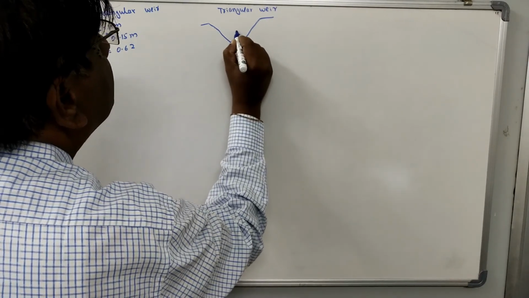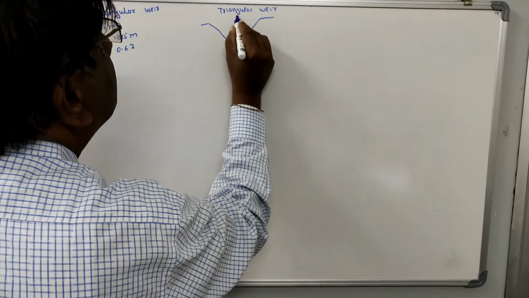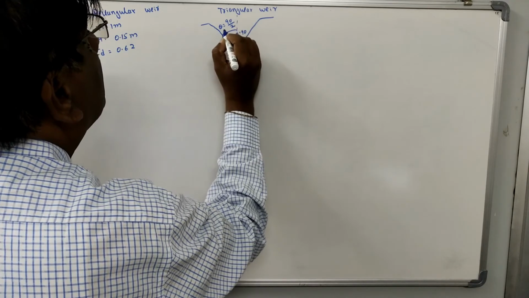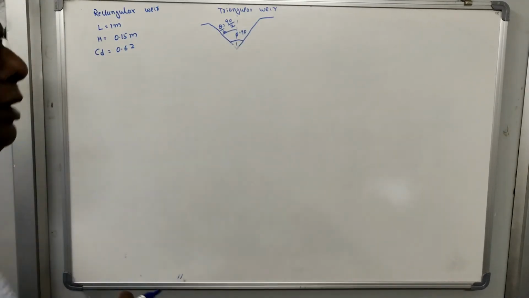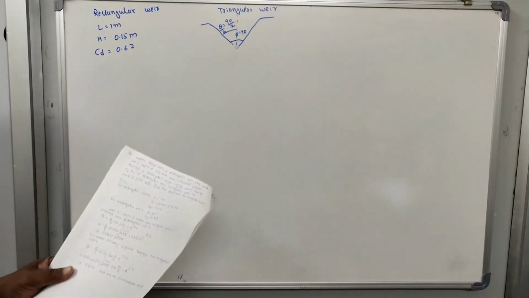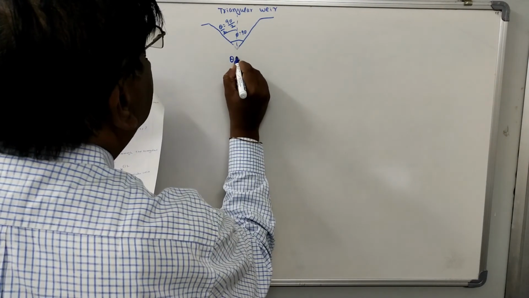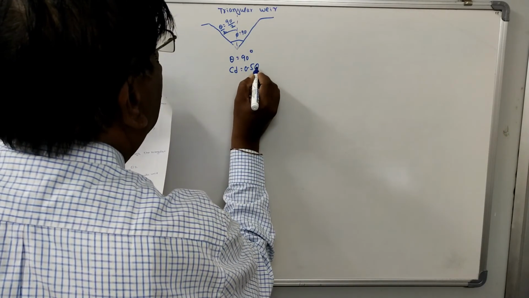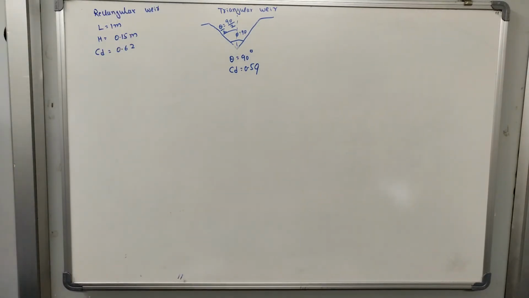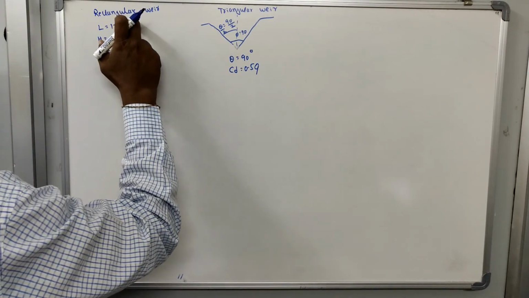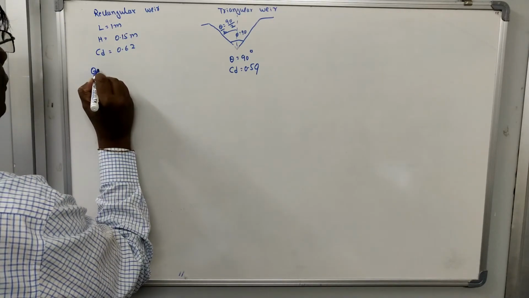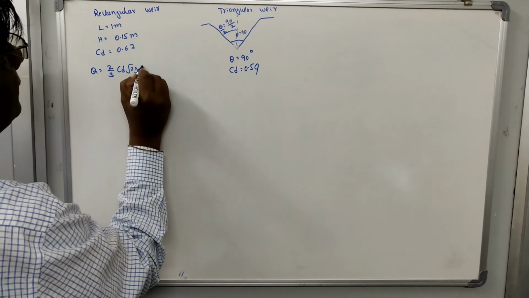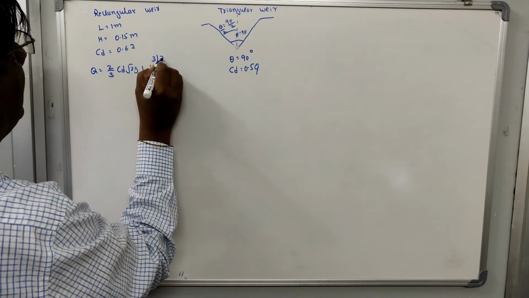It means that this angle theta is equal to 90 degrees and theta by 2 is equal to 90 divided by 2, or it is 45 degrees. Then theta is given as 90 degrees. Then CD is 0.59. So here by making use of the rectangular weir, you find Q. Q is equal to 2/3 CD root 2g L H raised to 3 by 2.